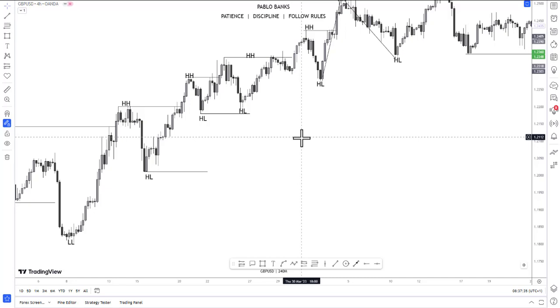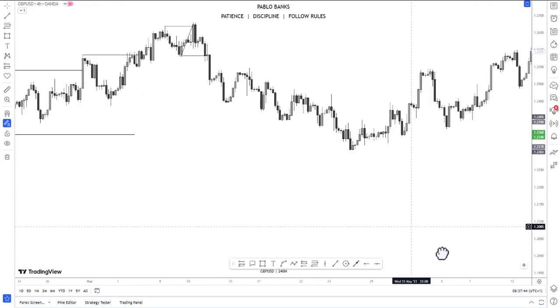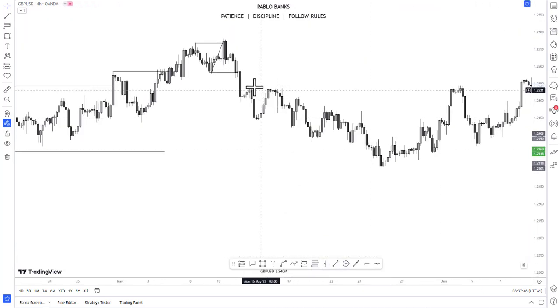If you know about market structure, you have known it now. Higher highs, higher lows, lower highs, and lower lows. You can use lower highs, lower lows, LL and LH.